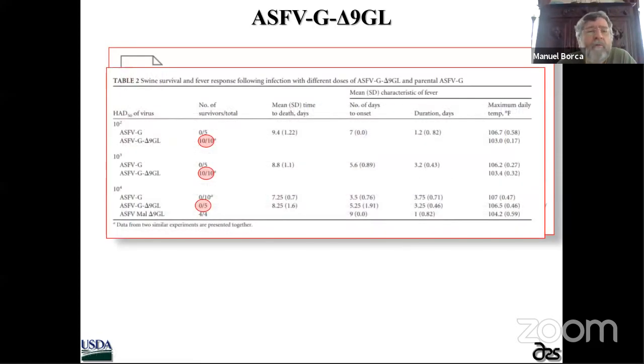Basically, the virus was attenuated up to 10 to the 3. When we put higher doses than that, the animals die. And that was a very important lesson that we learned, that it is not always the same: deletion of the same gene, even if the gene is very highly conserved, does not produce the same effect when done in a different strain. As you see here, with the same amount of virus, when deleting 9GL in Malawi, animals survive perfectly fine. Actually, it has been published before that you can put 10 to the 6 of the 9GL deletion in Malawi and nothing happens. So we learned a lesson here.